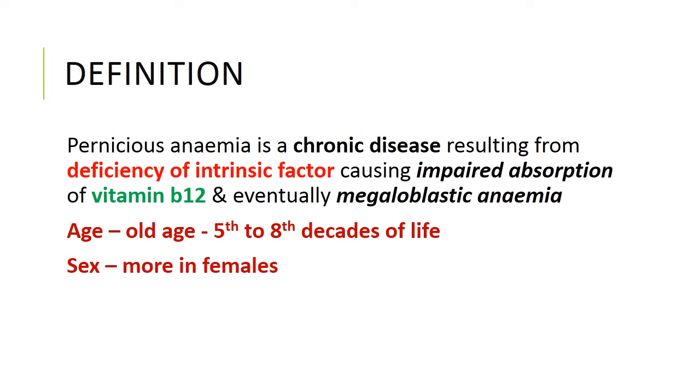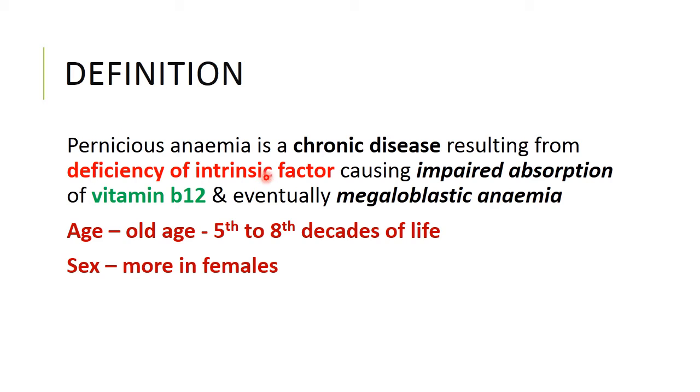Definition of pernicious anemia. Pernicious anemia is a chronic disease resulting from the deficiency of intrinsic factor, which causes impaired absorption of vitamin B12 and eventually results in megaloblastic anemia. So in this pernicious anemia, there is deficiency of a factor called intrinsic factor, and this intrinsic factor is required for the absorption of vitamin B12. Since vitamin B12 won't be absorbed, it results in megaloblastic anemia.